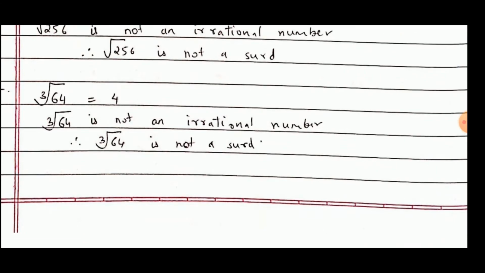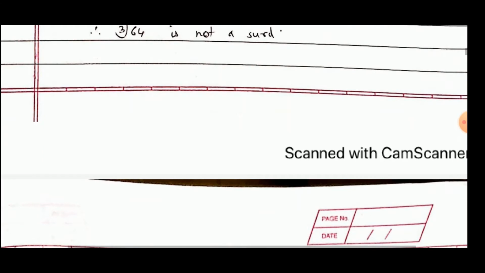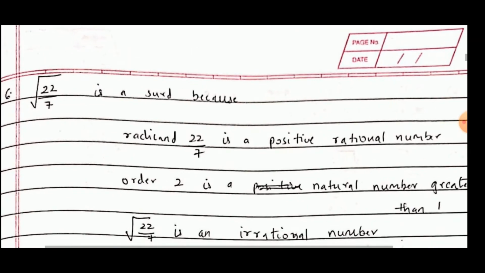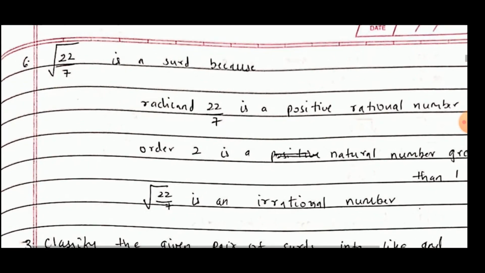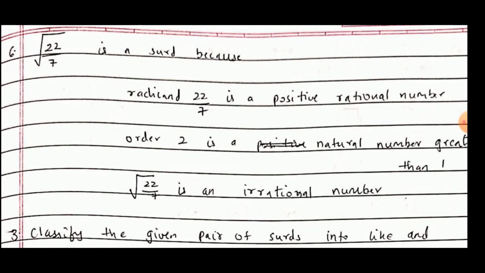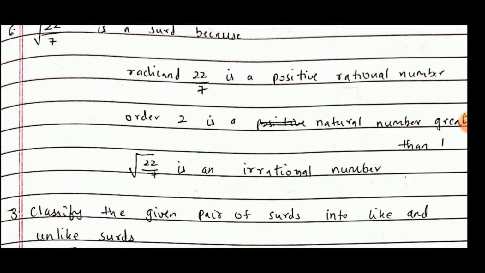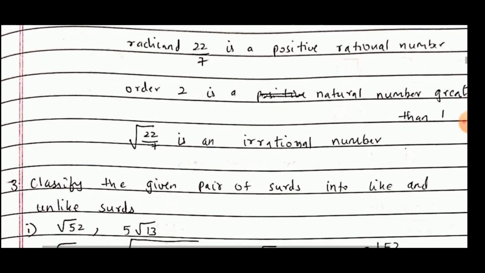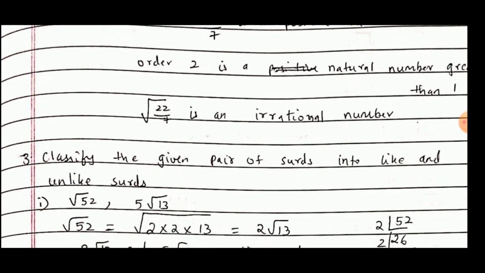Then cube root of 64 is 4. So cube root of 64 is also not an irrational number. So it is also not a surd. Then square root of 22 upon 7. It is a surd because radicand 22 upon 7 is a positive rational number. Order 2 is a natural number greater than 1. And square root of 22 upon 7 is an irrational number.